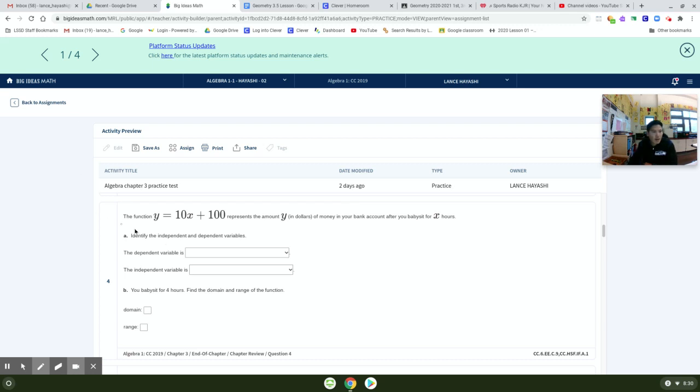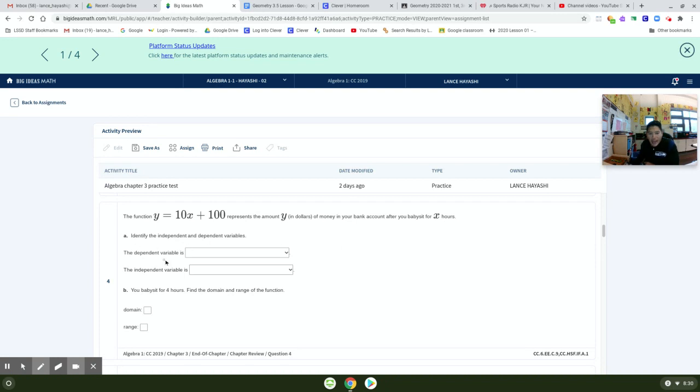Okay, this is problem number 4 on the practice test for algebra. So on the first part, first you're given this equation, y is equal to 10x plus 100, and it tells you that y is the amount of money in your bank account after you babysit for x hours.